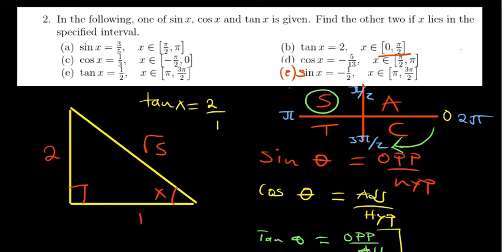Between 0 and pi over 2, that's 0 and 90, first quadrant, so they are all positive there, so all the answers will be positive. So you can easily apply the concept. So sine of x will be the opposite, which is 2 over the hypotenuse. Cosine will be the adjacent over the hypotenuse.